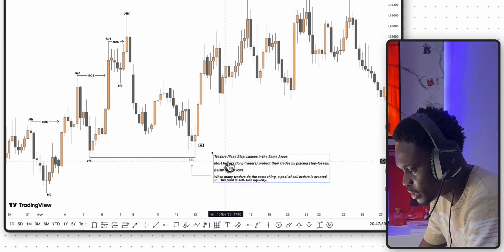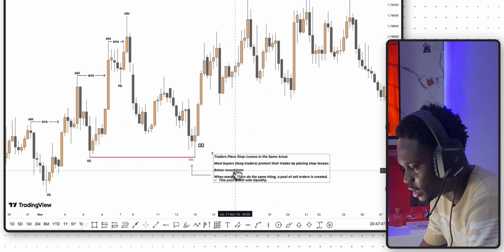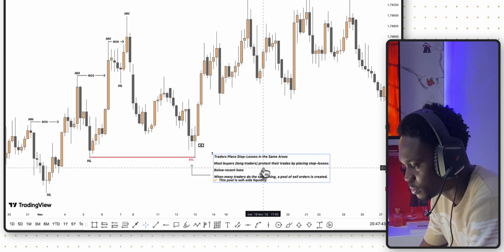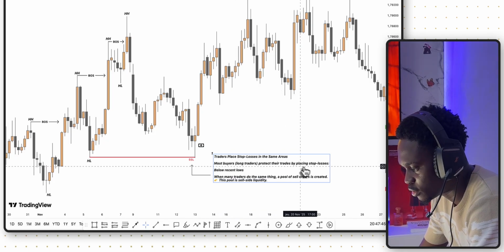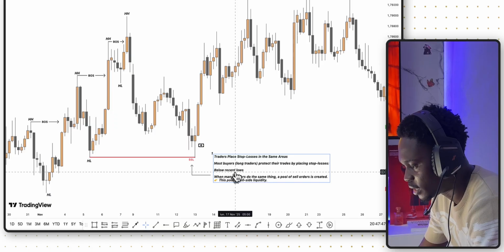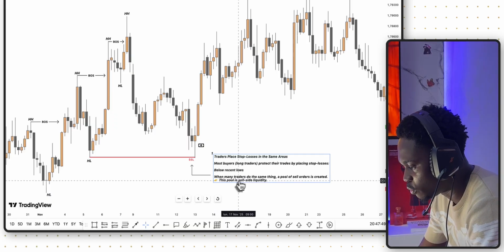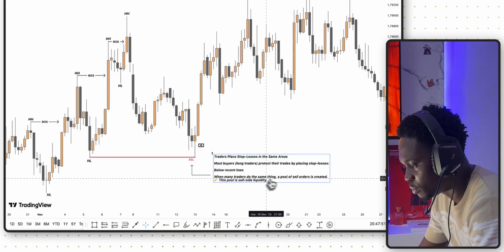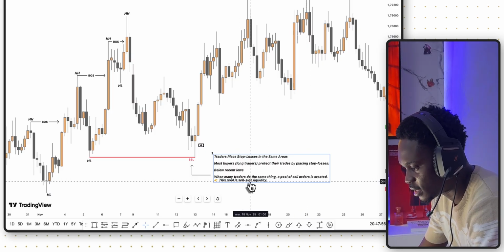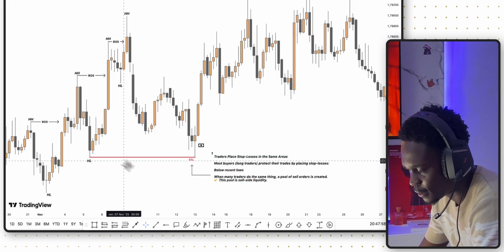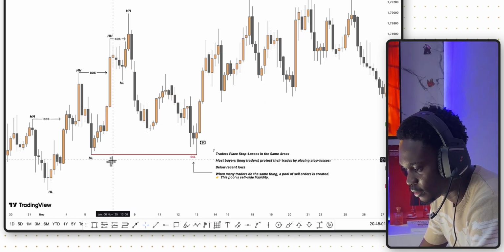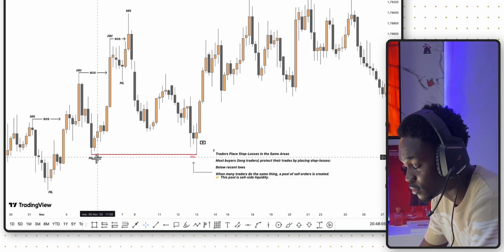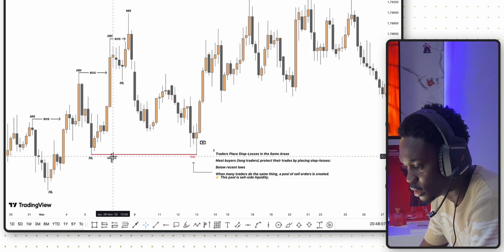Okay, traders place stop losses in the same areas. Most buyers, long traders, protect their trades by placing stop losses below recent lows. Okay, when many traders do the same thing, a pool of sell orders is created. This pool is sell side liquidity, as you can see here. So what do you see here? Here we have a lot of stop losses resting below this low here.